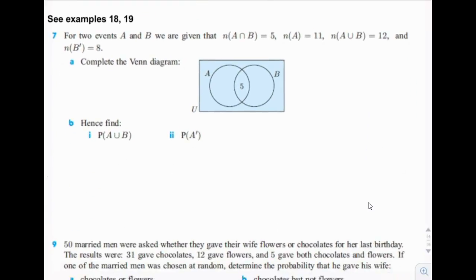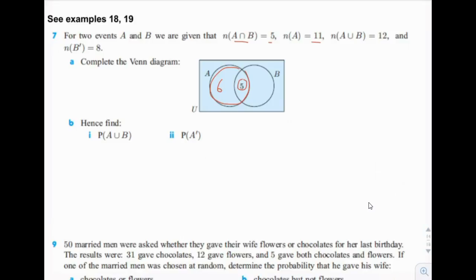Number 7. For 2 events, A and B, we are given that the number of people in the intersection between A and B is 5. Okay, that's written there. Number of people in A is 11. Now, what does that mean? Does that mean there's 11 here, or does that mean there's 11 in the whole circle? It means the 11 in the whole circle. So there's already 5 in the part that's intersecting with B. So what's the remaining number? It would be 6 who are in the apple part, and then 5 in the part that looks like a fish. So that would be a total of 11.